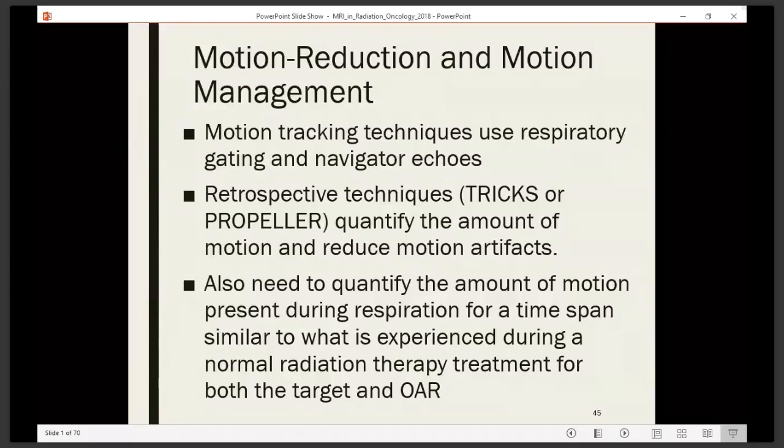In addition to motion tracking techniques, you can use some retrospective acquisition methods. These use what's called a radial k-space acquisition method. They go under names like TRIX and PROPELLER, which can be used to quantify the motion and reduce motion artifacts. And also, you'd like to quantify the amount of motion present during respiration over a time span similar to what's experienced during normal radiation therapy. So you want to get kind of an average amount of motion too, to help target treatment.